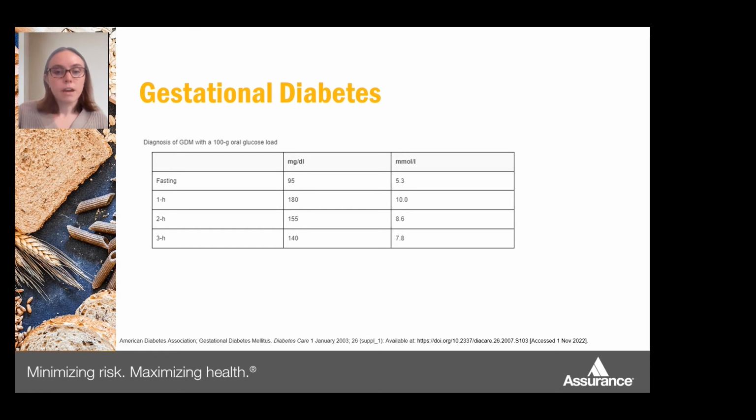To test this, the blood glucose will be taken, and then a drink containing a solution of 100 grams of glucose will be consumed, and then the blood is later retested. So here on the slide are the diagnostic categories based on the timing of that test.